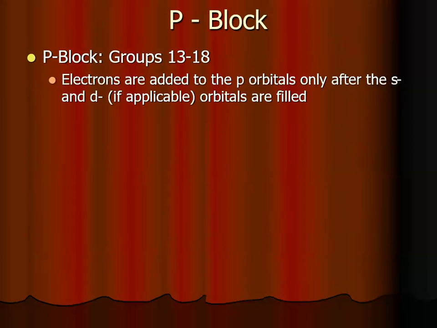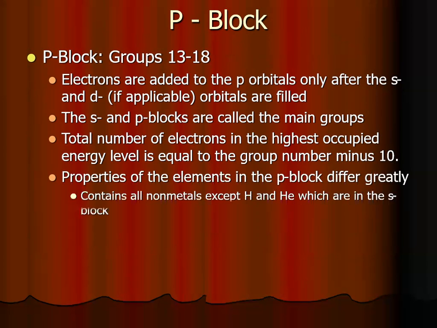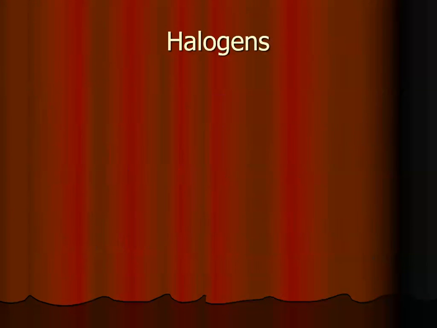The P block are metals, nonmetals, and metalloids. Here's the big thing to take away from this slide: the S and the P block are your main group elements. When we talk next unit, we only care about S and P electrons. We only care about S and P electrons. So just stuff to talk about.